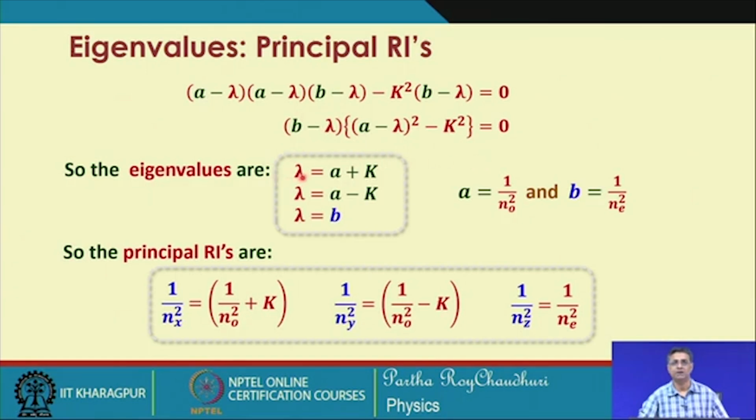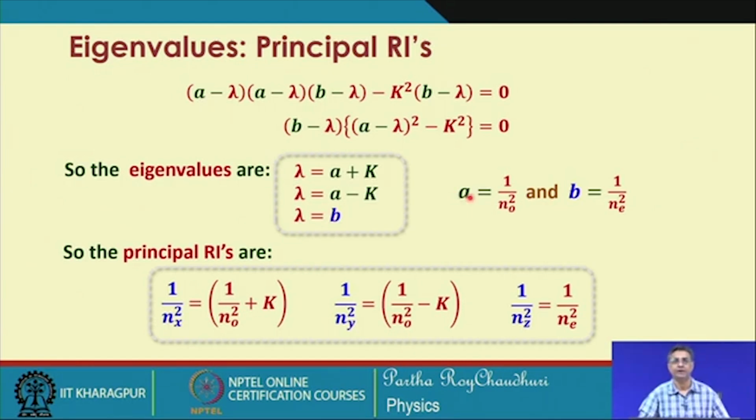So, the eigenvalues corresponding to this bracket will be lambda equal to a plus k, and the other value will be a minus k, which is obvious from here, a minus lambda equal to plus minus k. So, these are the 2 roots that result from the first bracket, and lambda equal to b comes from this bracket.